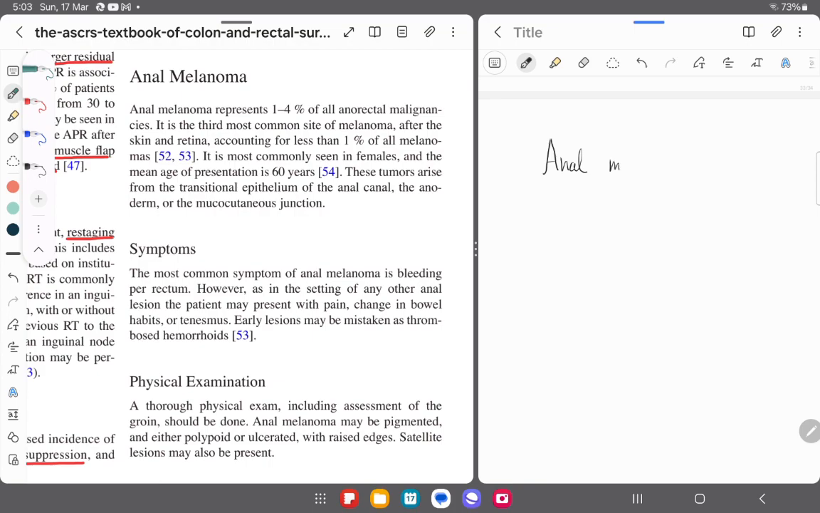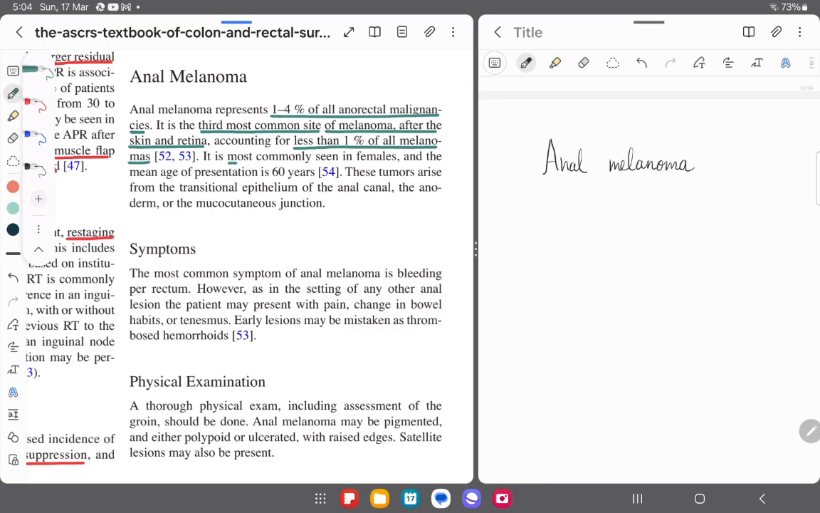Anal melanoma. It represents 1 to 4% of all anorectal malignancies. Third most common site for melanoma after the skin and retina, accounting for less than 1% of all melanomas. So melanomas occur on skin and retina, then anal canal.